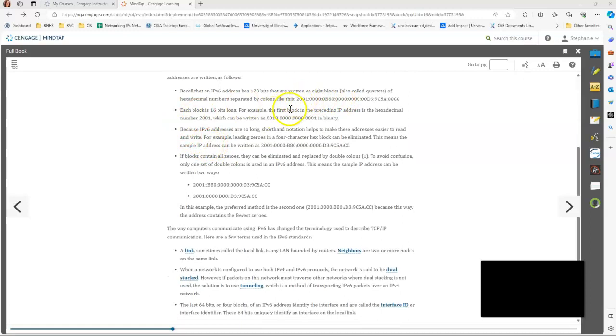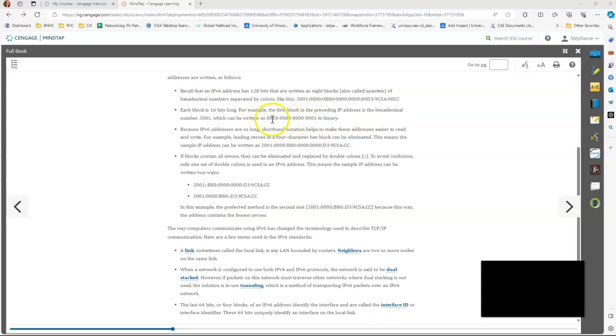Each block is 16 bits long. Since it's hexadecimal, it goes from 0 to 9 and A through F, so we've got 16 possible values in each position. So the first block, like this 2001, for example, is actually written like this in binary. So it's 1, 2, 3, 4. So it's 16 different bits in binary.